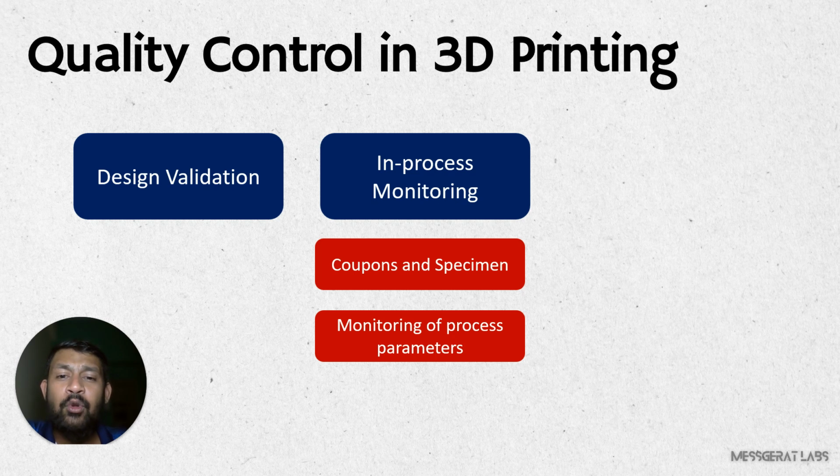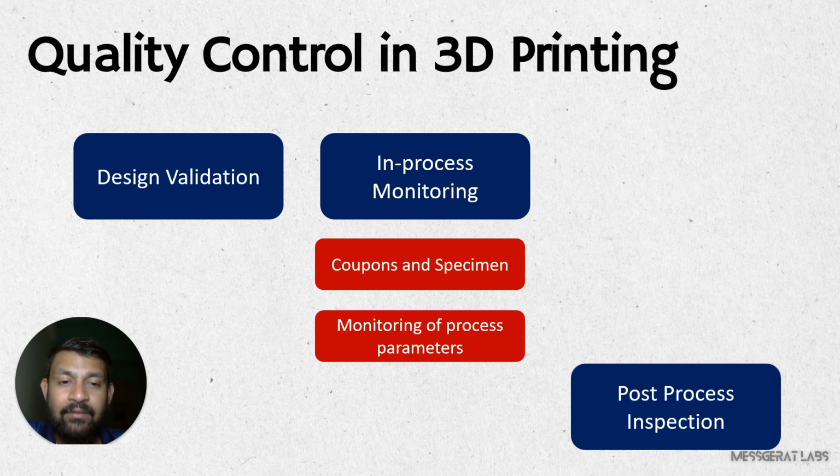This is one way of doing in situ monitoring, and the other way is to monitor all the specific process parameters. And sometimes this in situ process monitoring or in process monitoring can also be done by using image analysis or video analysis during the printing of the component itself.